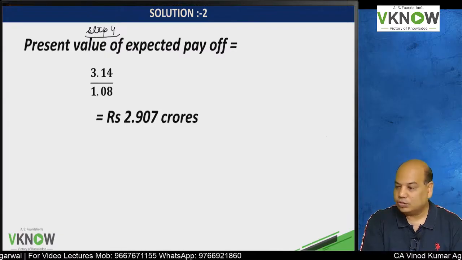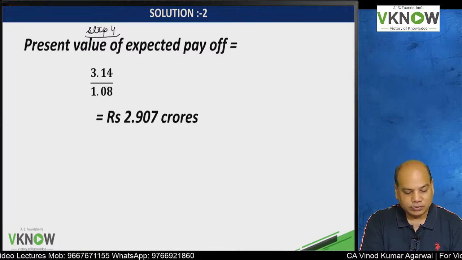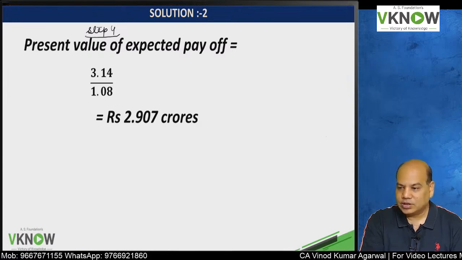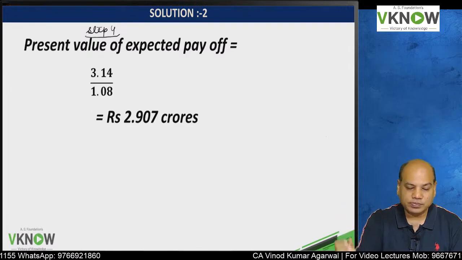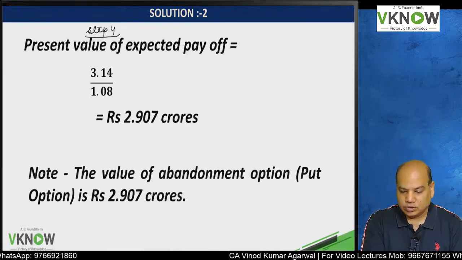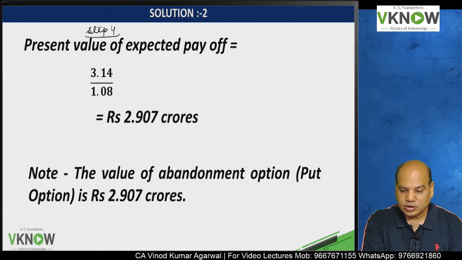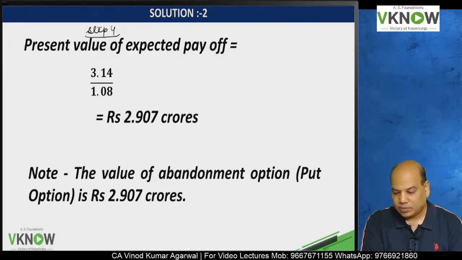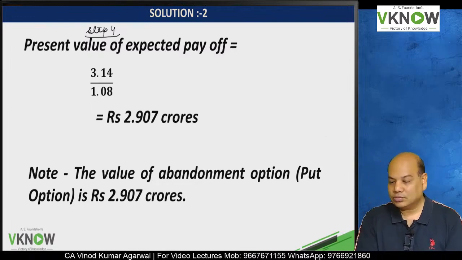So this is called value of put option. By holding the put option, that is option to abandon, you can prevent the losses. If the market is sluggish, you can exercise the put option and you can prevent the losses. If the market is favorable, let the put option lapse and you will enjoy the gain. So write a note, the value of abandonment option, that is put option, is rupees 2.907 crore.